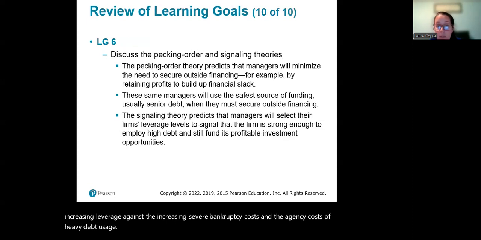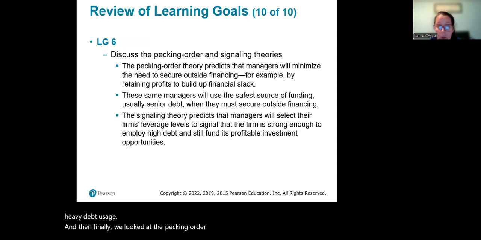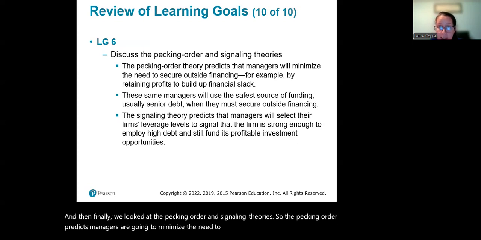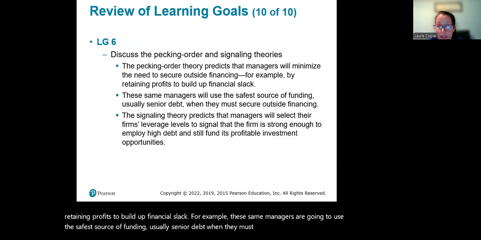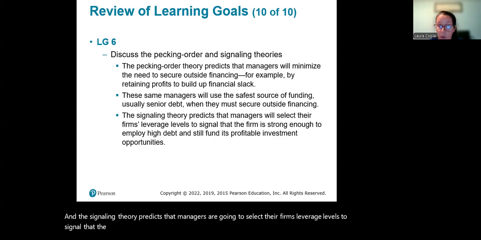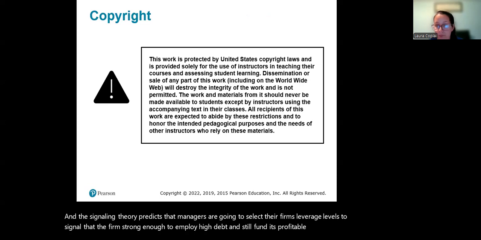And then finally, we looked at the pecking order and signaling theories. The pecking order predicts managers are going to minimize the need to secure outside financing by, for example, retaining profits to build up financial slack. These same managers are going to use the safest source of funding, usually senior debt, when they must secure outside financing. And the signaling theory predicts that managers are going to select their firm's leverage levels to signal that the firm is strong enough to employ high debt and still fund its profitable investment opportunities.